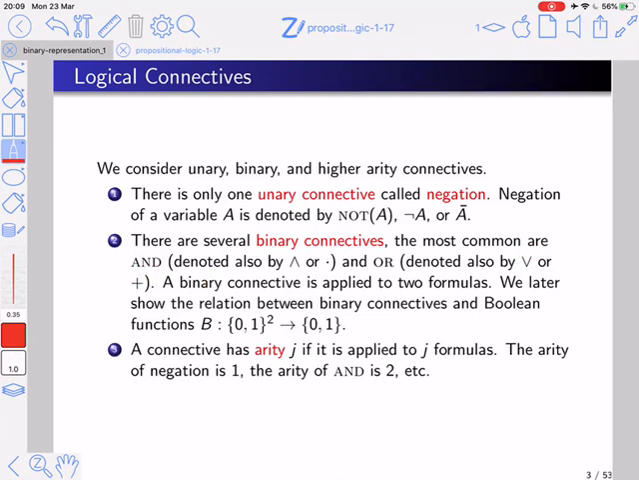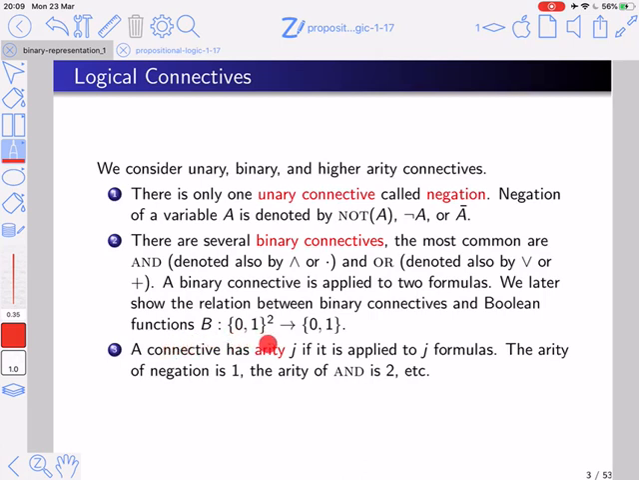A binary connective is applied to two sub-formulas or to two formulas. We later show the relation between the binary connectives and the Boolean functions that are attached to these binary connectives. But at this point of time, think of the binary connectives simply as glue that takes two formulas and glues them together to form a new formula.